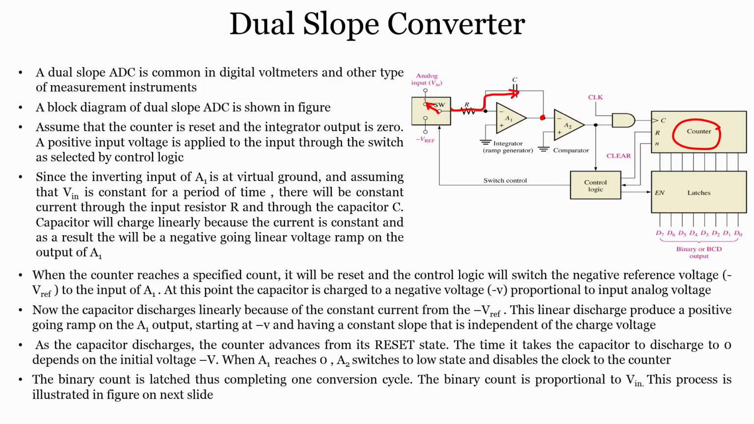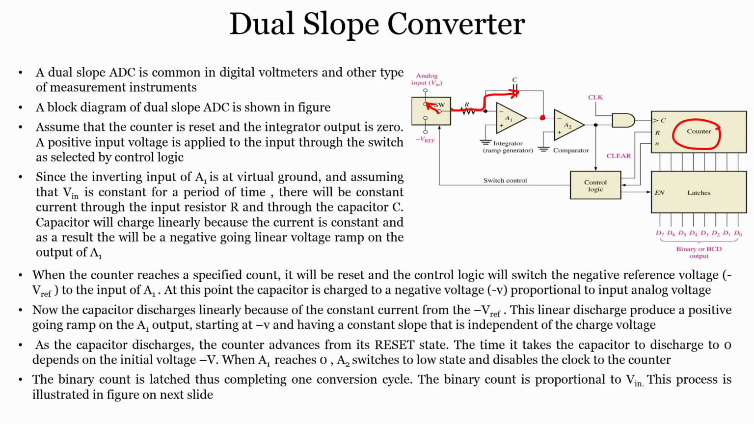When you connect +Vin, the capacitor will start charging linearly because the current is constant, and as a result there will be a negative going linear ramp on the output of A1. Now, when the counter reaches a specified count, it will reset and the control logic will switch the negative reference voltage to the input of A1. In that case, what will happen? At this point, the capacitor is charged to a negative voltage proportional to the input analog voltage.